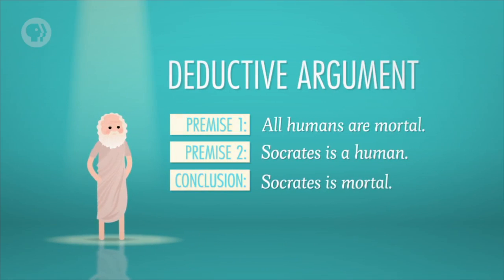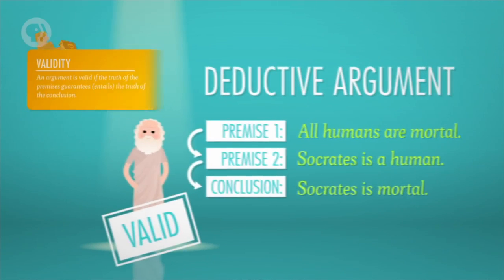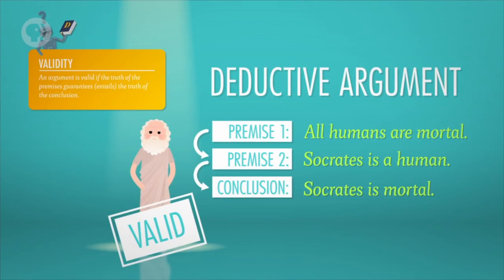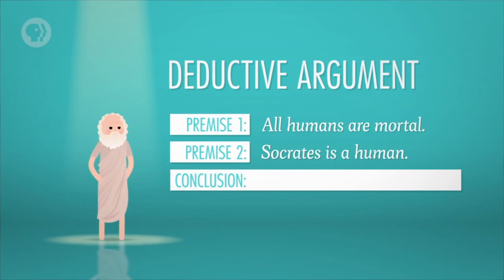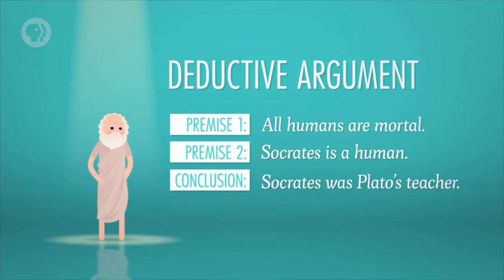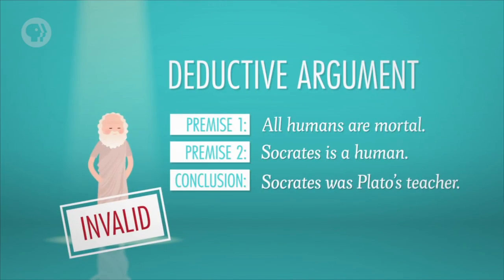Deduction begins with the general, in this case what we know about human mortality, and reasons down to the specific, Socrates in particular. What's great about deductive arguments is that the truth of the premises must lead to the truth of the conclusion. When this happens, we say that the argument is valid. There's no way for the conclusion to be false if the premises are true. Now check out this argument. All humans are mortal, Socrates is a human, therefore Socrates was Plato's teacher. That argument is invalid because nothing about human mortality can prove that Socrates was Plato's teacher. As you might have noticed, there are plenty of mortal humans who never taught Plato.